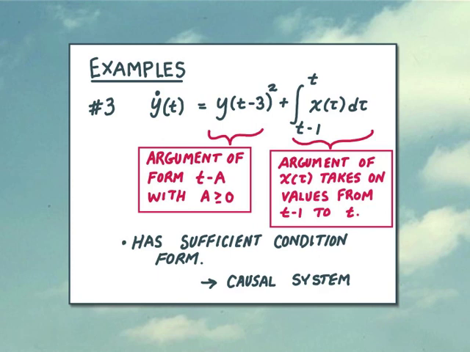Here is example number 3. y of t equals y of t minus 3 squared plus the integral from t minus 1 to t of x of tau d tau. If you notice, this one has the form given by the sufficient condition. The argument of the first term on the right-hand side is for time t minus 3, which is in the past compared to time t on the left-hand side. And the integral term is from t minus 1 to t. These are all past or current values of the signal x. So this system is a causal system.